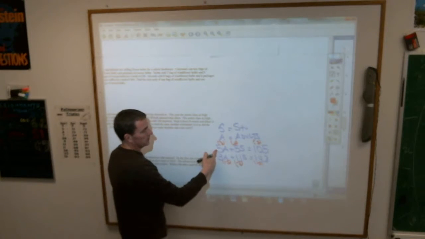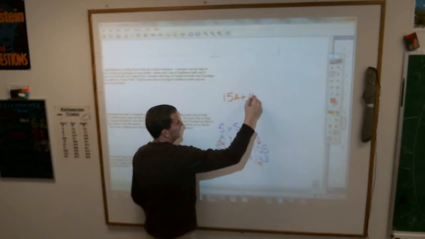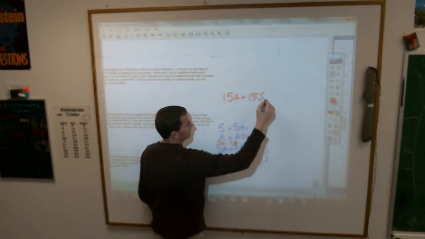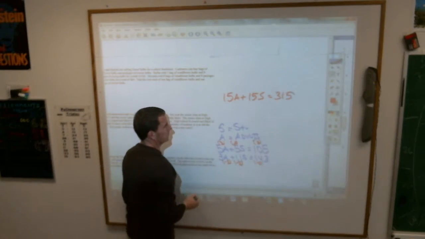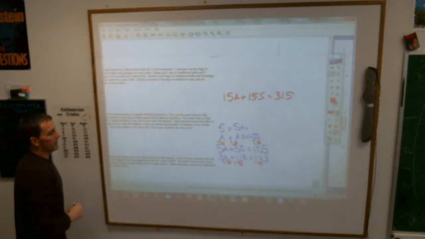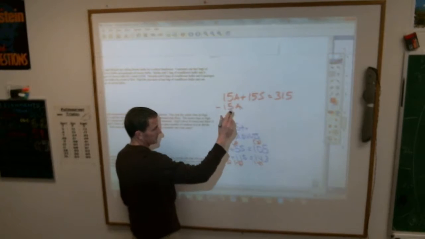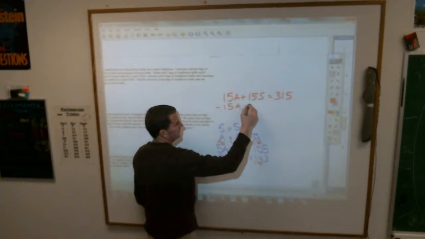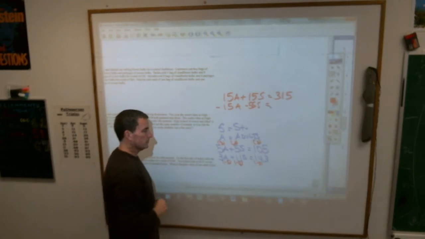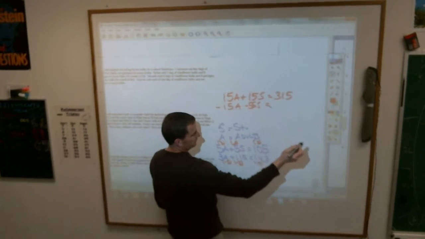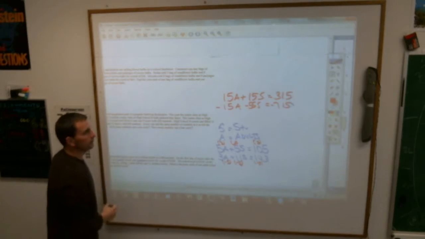I'm going to pull it up here. 15a plus 15s equals 315. In concurrence there. On the bottom, negative 15a, which is what we want because they're opposites, minus 55s. How about this multiplication here? 5 times that, how about 715, yeah? Negative 715? You still in the same place, Kayleen?